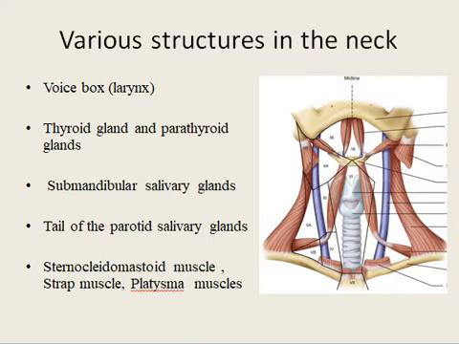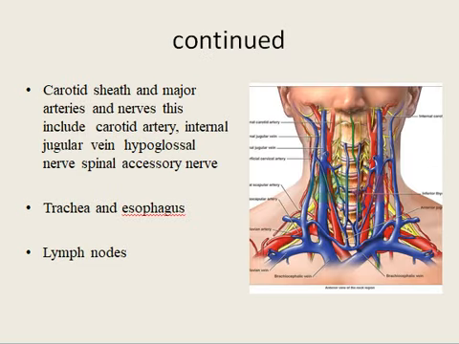The various structures that are present in the neck are the voice box or larynx, thyroid gland and parathyroid glands, submandibular salivary glands, tail of the parotid salivary glands, sternocleidomastoid muscle, strap muscle, platysma muscle, carotid sheath and major arteries and nerves. This includes the carotid artery, internal jugular vein, hypoglossal nerve, spinal accessory nerve, trachea and esophagus, and lymph nodes are present in the neck.